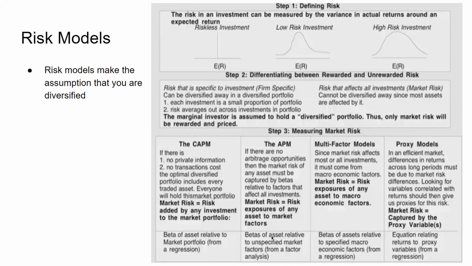The APM is the betas of assets relative to unspecified market factors. Multi-factor models, things like Fama French, use betas of assets relative to specified macroeconomic factors. Proxy models use an equation relating returns to proxy variables. Some of these may seem more fancy, of course, but really at the end of the day, you can't predict the future perfectly. So it's best to just use the easier one. Adding more factors is a little bit riskier too. Considering all these factors may not be the perfect way to do it. So for now, we're just going to use the CAPM model.